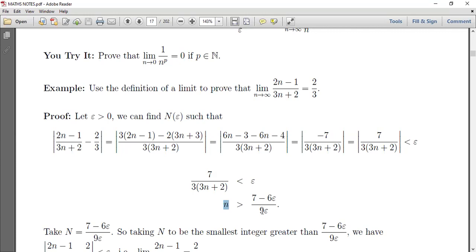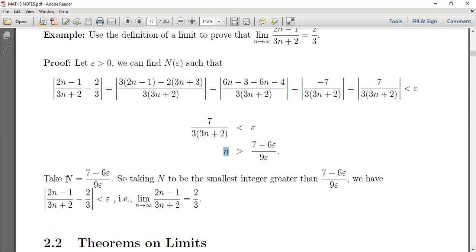Okay, right. Then the moment you have that, you change this small letter n into a capital letter N and put an equal sign. So N is equal to this. That's what you just did here. So take N to be equal to this. Then take N to be the smallest integer greater than this thing, which means you are simplifying this limit as epsilon approaches 0.